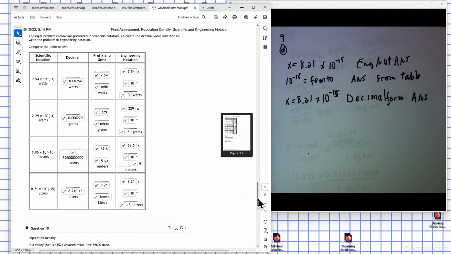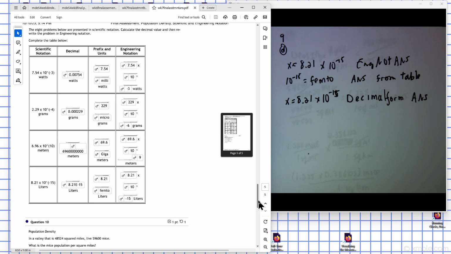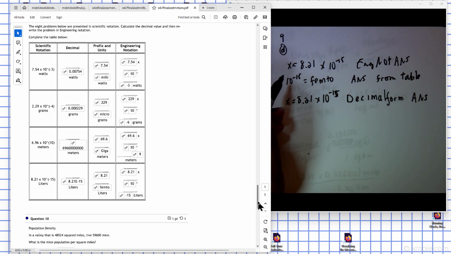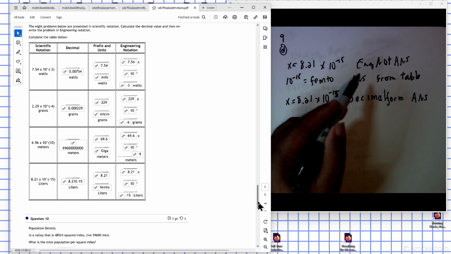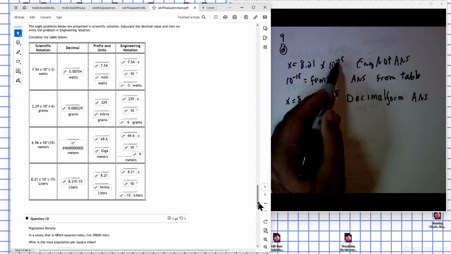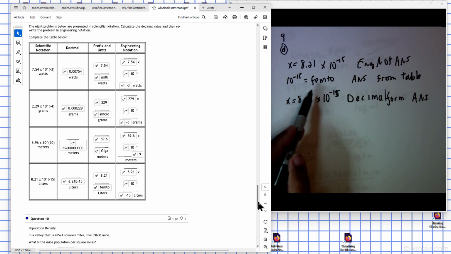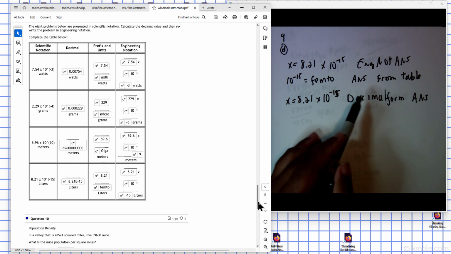That's number 9. Number 9D. Okay. So here we have engineering form. It's already in engineering form. So -15, the multiple of 3. And 10 to the -15 corresponds to femto from the conversion table.